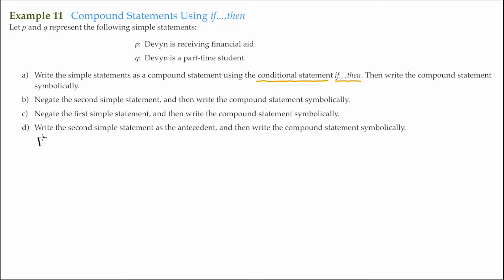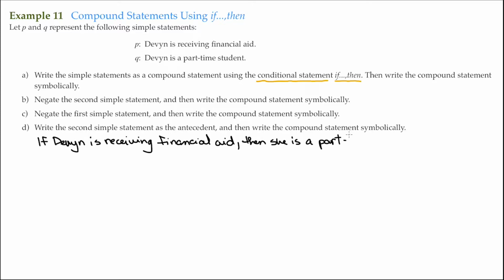So if Devin is receiving financial aid, that's our first clause, that's our first simple statement. Then she is a part-time student. And that's our second clause, our second simple statement. This is our antecedent, and of course this is our consequent.